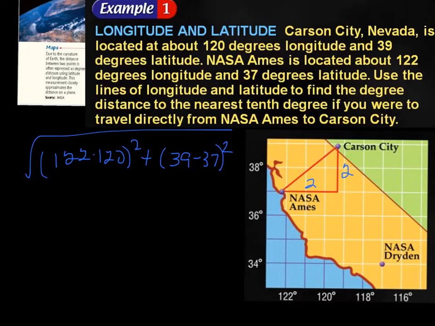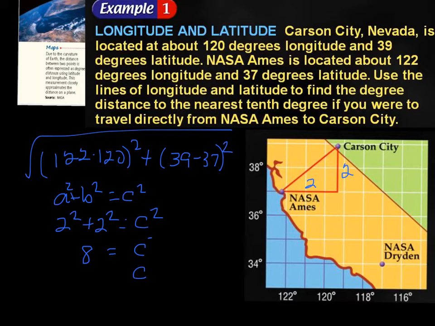Or simpler, since we are now free to use the Pythagorean theorem, we could say a squared plus b squared equals c squared. So in our case, 2 squared plus 2 squared equals c squared. 4 plus 4 is 8. So c is going to equal the square root of 8, which is 2 square root of 2. And using the calculator, that's about 2.83 degrees.